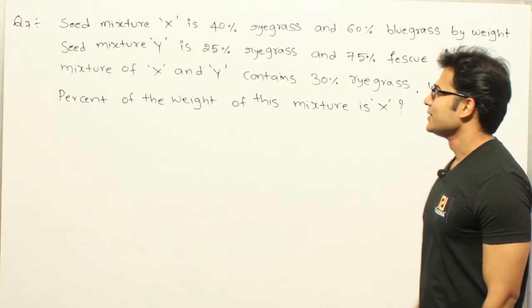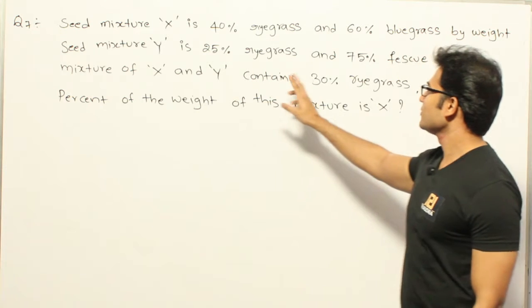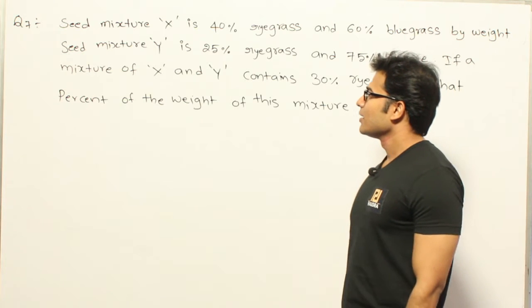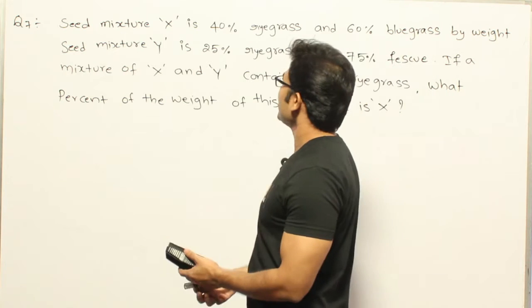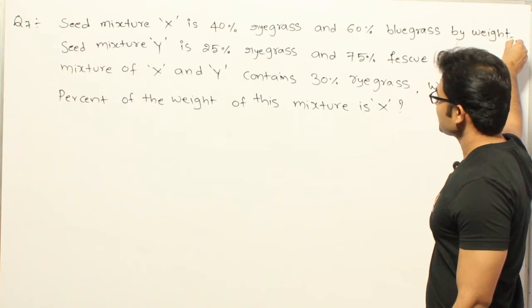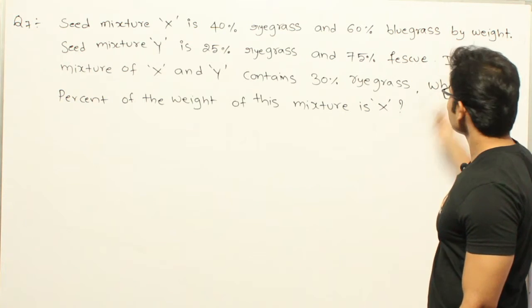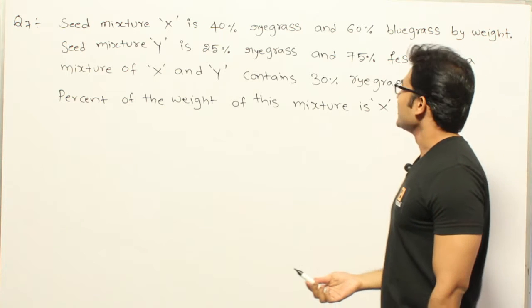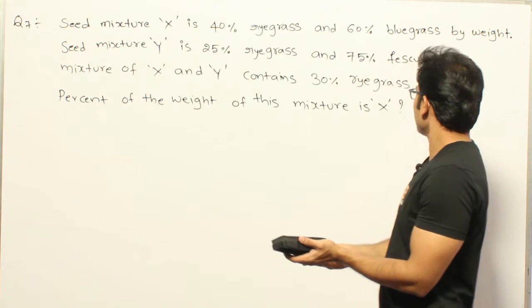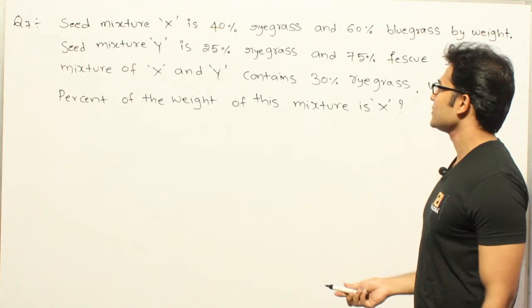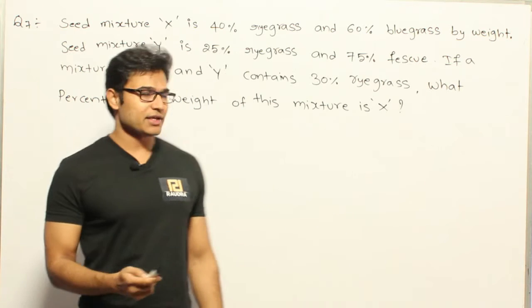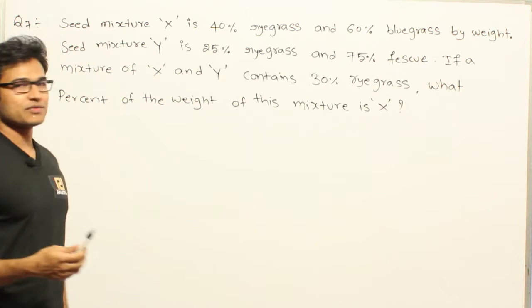Now let's see this. Seed mixture X is 40% ryegrass and 60% bluegrass by weight, and seed mixture Y is 25% ryegrass and 75% fescue. If a mixture of X and Y contains 30% ryegrass, then what percent of the weight of this mixture is X? So they are saying that we have different types of seeds.